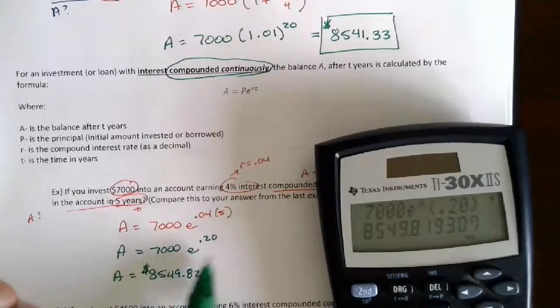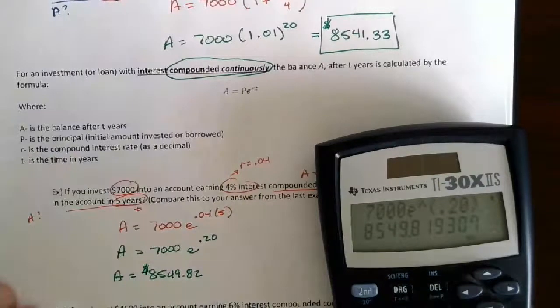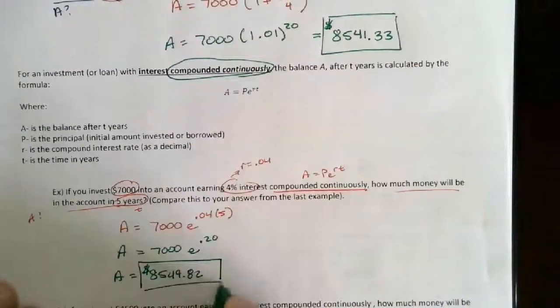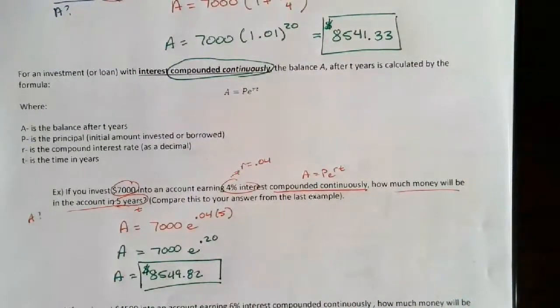If your calculator did not display everything on the screen like I had, remember, follow your order of operations. Do e to the power first, then multiply that value by 7,000. You should get to the same place. So we have $8,549.82 in the account after 5 years.